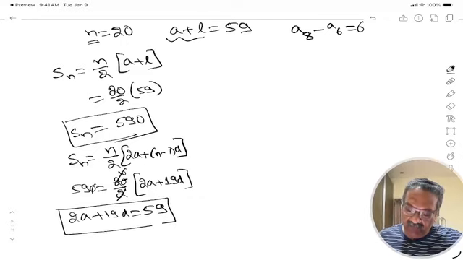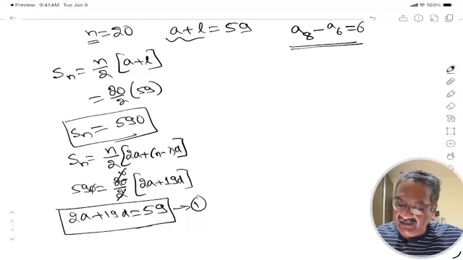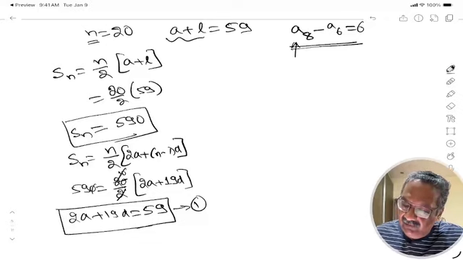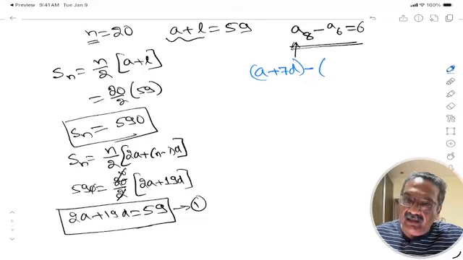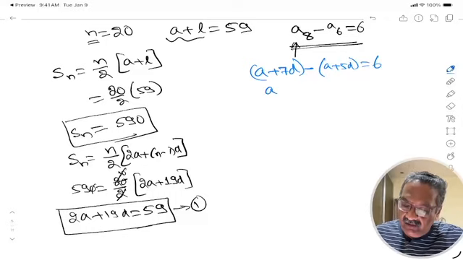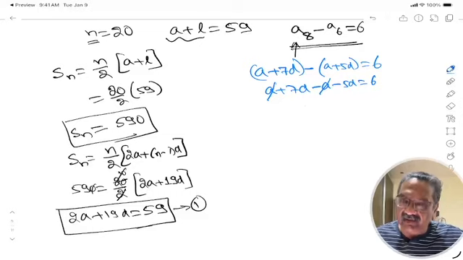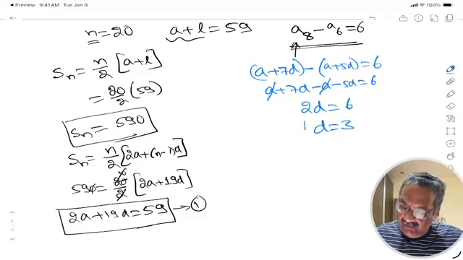This is one equation. Another equation we have is A8 minus A6 is 6. Okay. So let us take what is A8. A8 will be A plus 7D and A6 will be A plus 5D is equal to 6, or A plus 7D minus A minus 5D is 6. A is cancelled. 7D minus 5D is 2D is equal to 6. D is equal to 3.